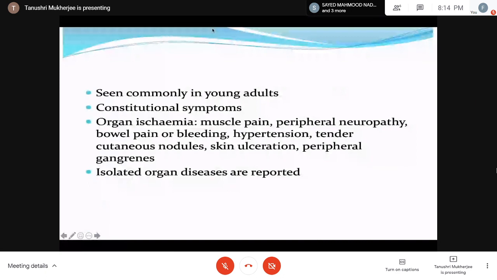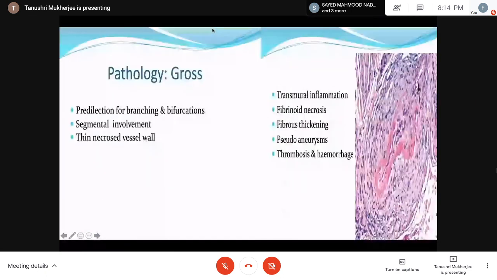This is the gross pathology. A segmental involvement with thin necrosed vessel walls, and microscopic examination reveals transmural inflammation, fibrinoid necrosis, fibrous thickening, pseudoaneurysms, thrombosis, and hemorrhage are likely to occur.